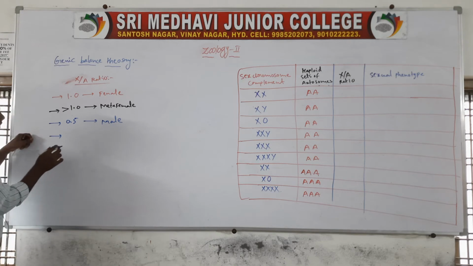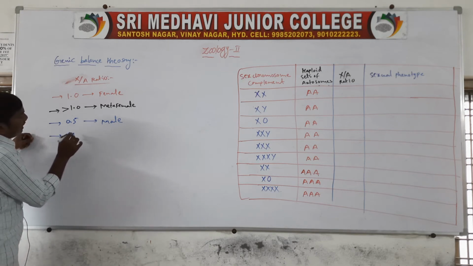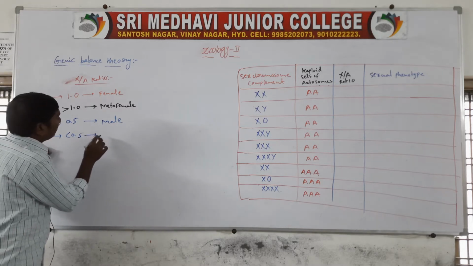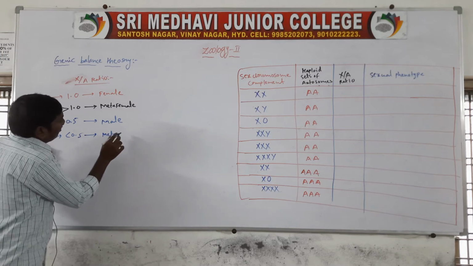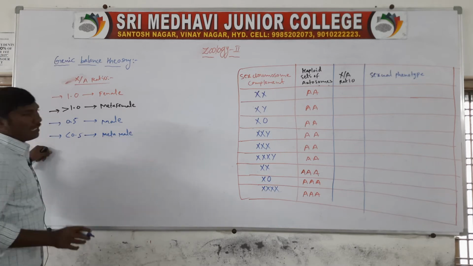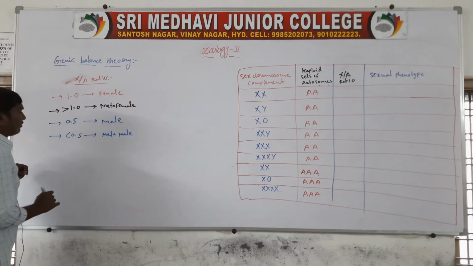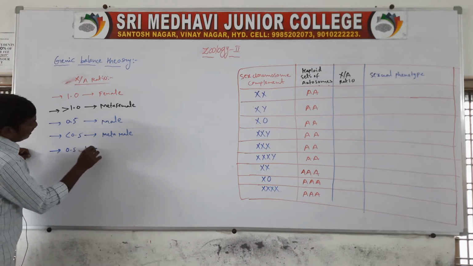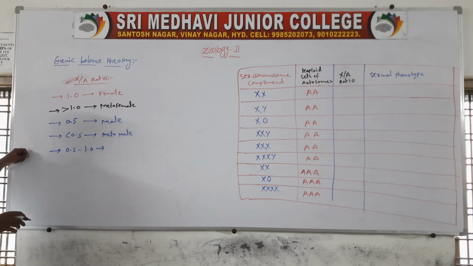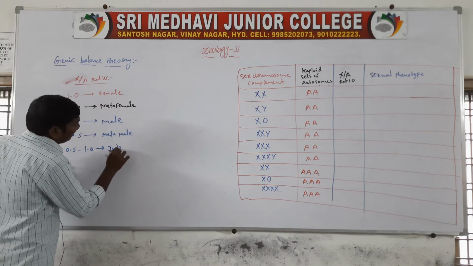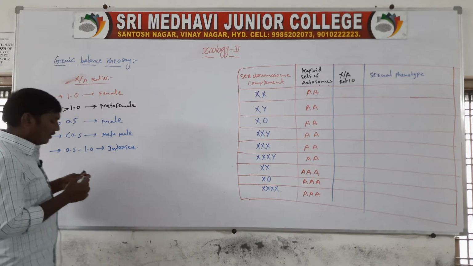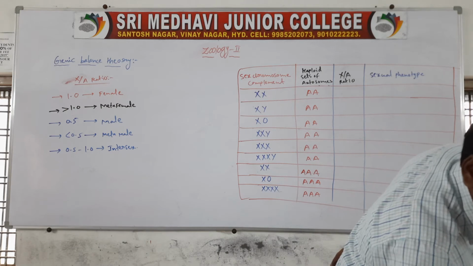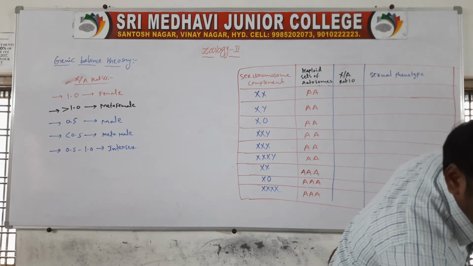Next, a ratio less than 0.5 is called a meta male. A ratio between 0.5 and 1.0 is called intersex.